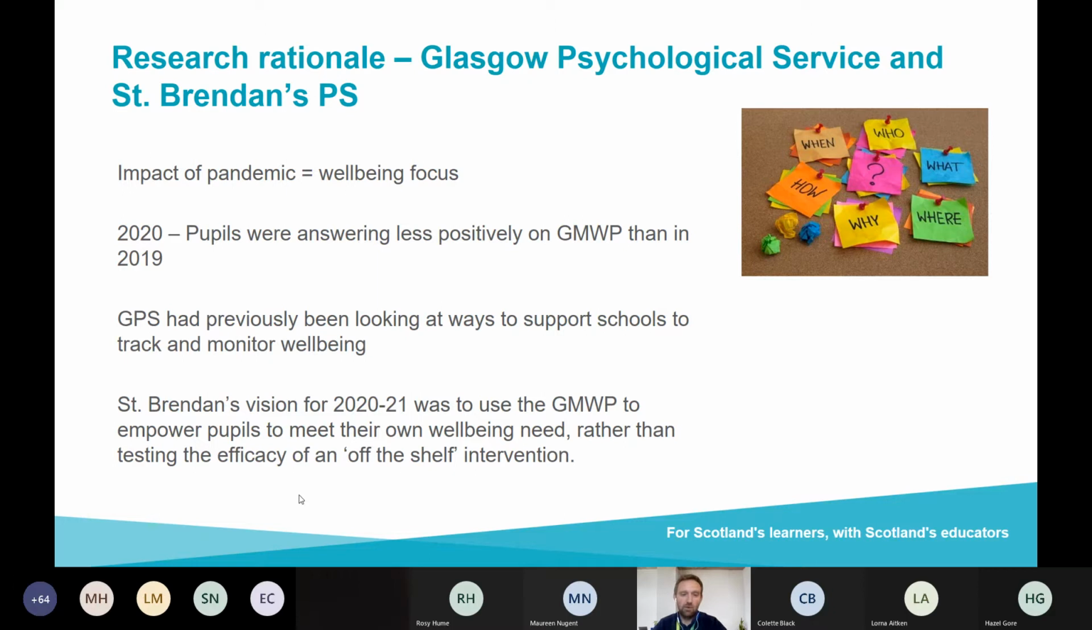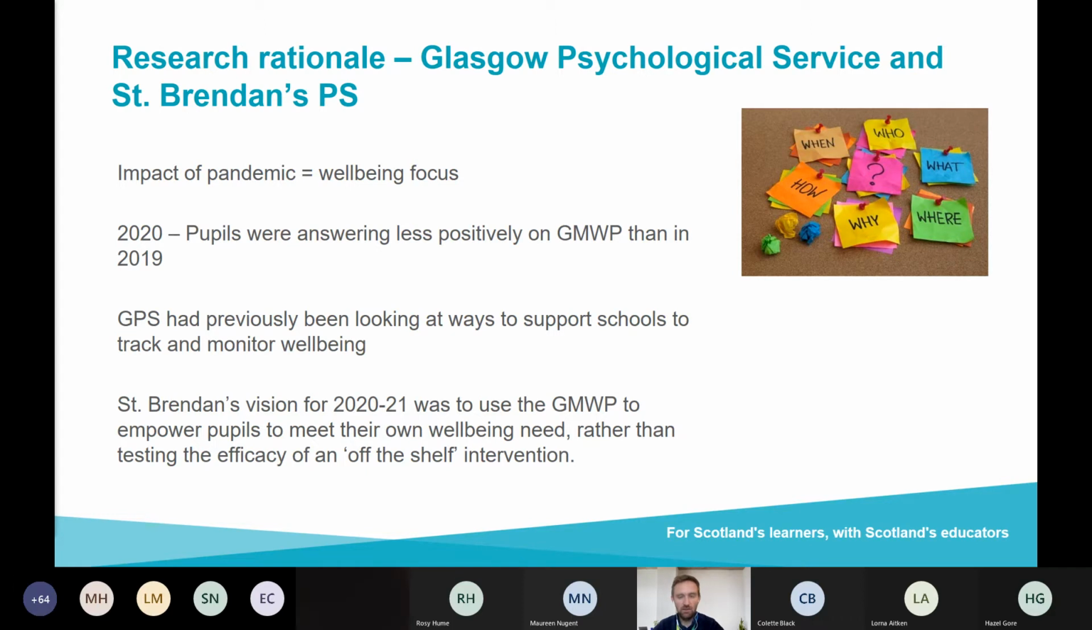Also, in speaking to Maureen, she had been working with the GMWP for a while, and she highlighted that in 2020, pupils were answering less positively on the GMWP than in 2019. So that suggests that there was an impact of the pandemic and the school closures. As a service, we had been looking at ways to support schools to track and monitor well-being. And one of the interesting things when it came to discussing the use of the GMWP with Maureen was that St Brendan's vision for using it was to empower pupils to meet their own well-being needs, rather than testing the efficacy of an off-the-shelf intervention.